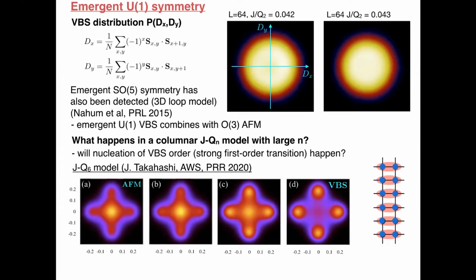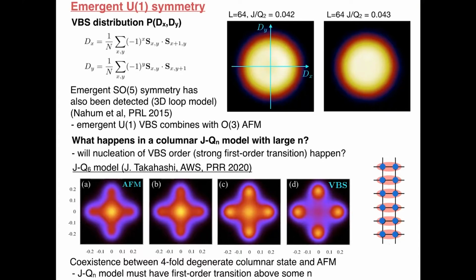And by looking at the order parameters and so on, we see that there's coexisting large order parameters at the transition. So then, this was JQ6 and this was JQ2. So then it seems, well, if you go to n equals 2, 3, 4, 5, and so on, at some point, it should change from continuous maybe to first order. So let's look at that.